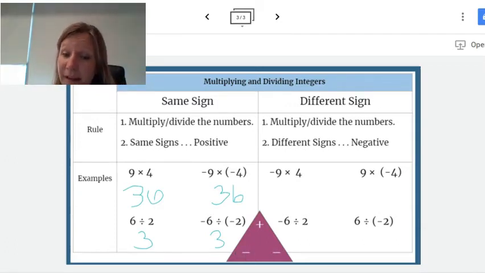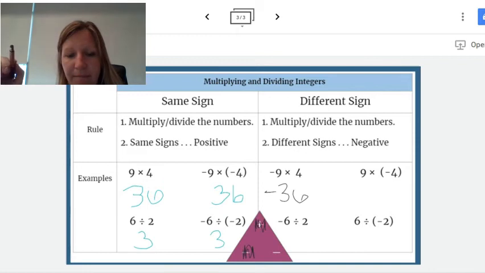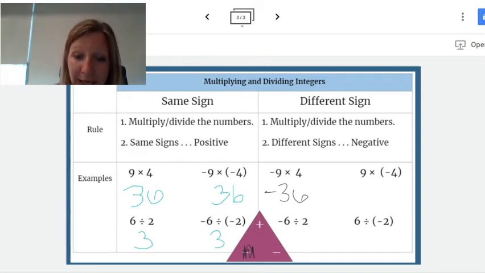Now, if they have different signs, so if one is negative and one is positive, you're still going to multiply and divide the numbers like you would regularly. So 9 times 4 is still 36. But in this case, we have a negative times a positive. So if I use the triangle trick, I'm going to scratch out the negative. I'm going to scratch out the positive. Okay, and what sign is left? -36.